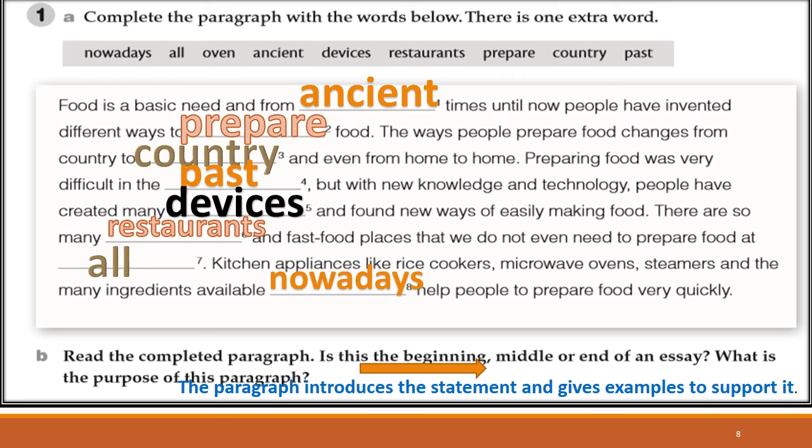This is a statement. We need now more examples to give more information about it, by giving an example about how knowledge and technology today help us to cook and prepare food quickly and easily. Also we have other devices, machines, appliances that make preparing food easier. And another example, another supporting idea, which is restaurants and fast food places. You can go there, no need to cook, no need to prepare any type of food at all. Okay, so this is what we call the beginning of the paragraph, and we use here a statement, and some ideas or examples to support the statement. Clear this one?